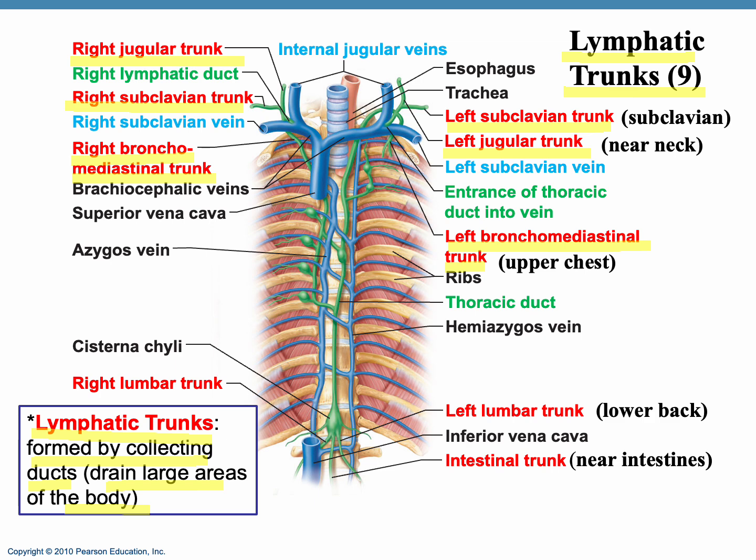vicinity. Going farther down the body, you have a right lumbar trunk and a left lumbar trunk. So down near the lower back. And finally, you also have what's known as an intestinal trunk located near the intestine. So referring to the colon. So those are the 9 lymphatic trunks. So important to be aware of those and to know those.